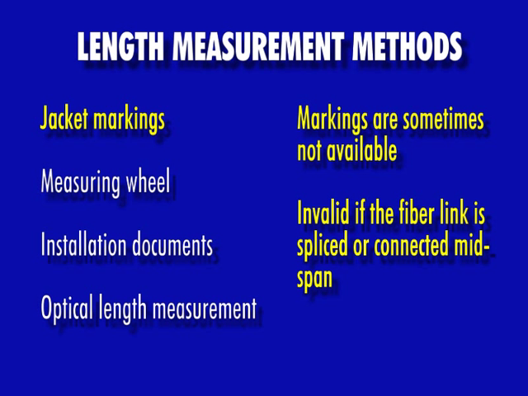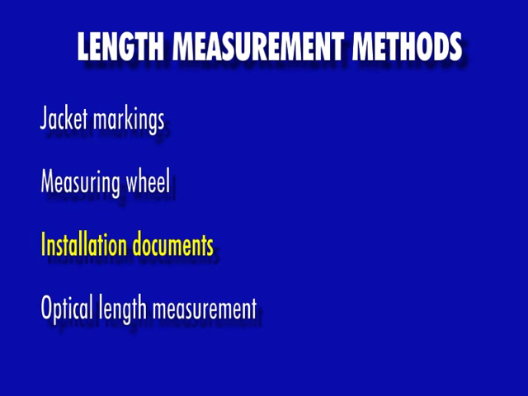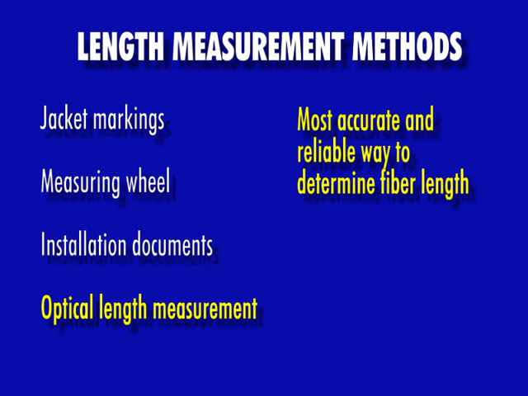This method falls short when jacket markings cannot be found or if it is suspected that there is a splice or an interconnection mid-span. A second way to determine the length is to walk off the length with a measuring wheel, although this method is inherently inaccurate when the pathway is partially inaccessible or is installed vertically, as is the case with riser cables. If previous installation documents are available, they may also be used. However, the most accurate and reliable way to determine the fiber length is to use a device to measure the fiber path optically.